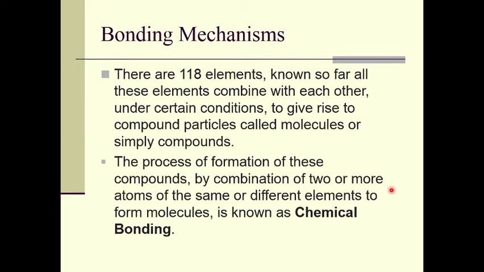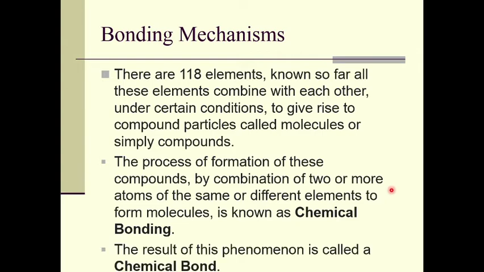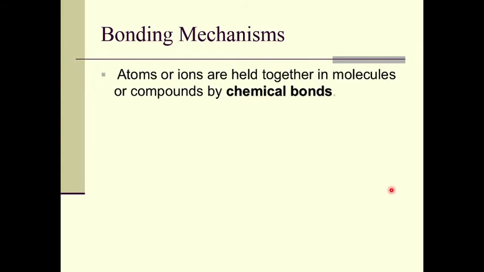So the process of formation of these compounds by combination of two or more atoms of the same or different elements to form molecules is known as chemical bonding, right? The elements may be the same or different. They come together and form molecules, and this process is called chemical bonding, right? The result of this phenomenon is called a chemical bond. So we will see what is meant by chemical bond.